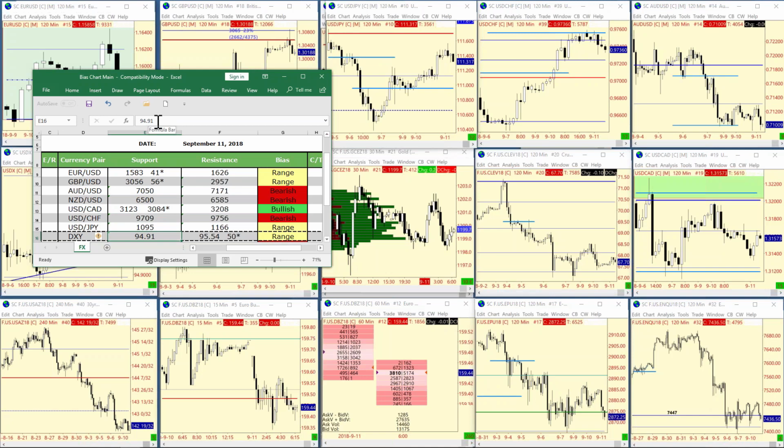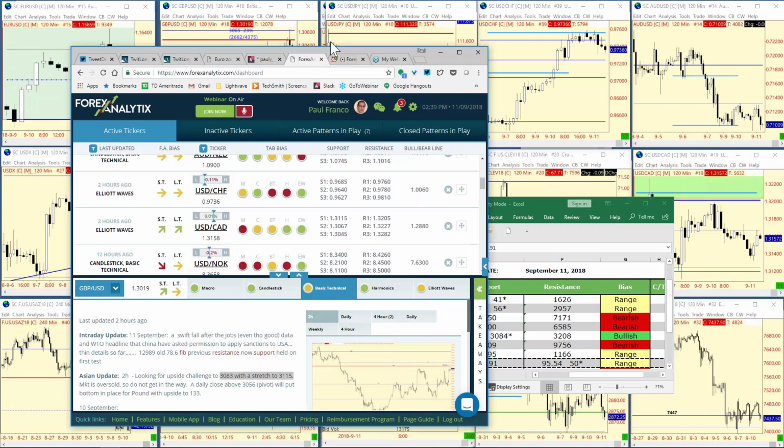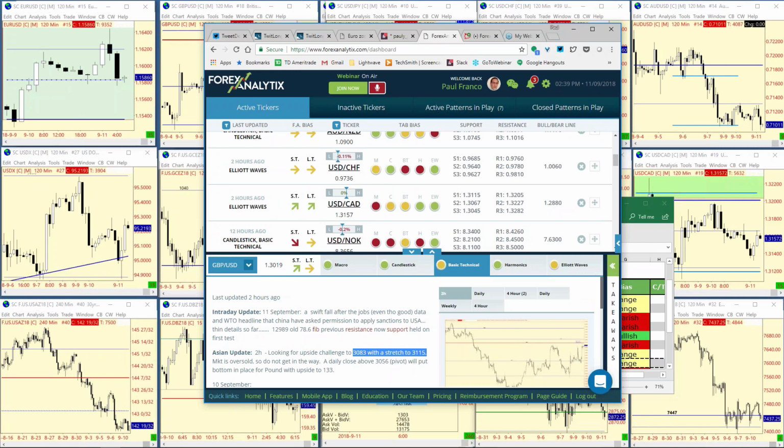So now let's move into the cash dollar index. I told you I did some analysis on the cash dollar index, and one of the things that we were looking at, I'd mentioned to you that we're doing our analysis. You get the analysis throughout the day here on ForexAnalytix, and we'll go to the dollar index.